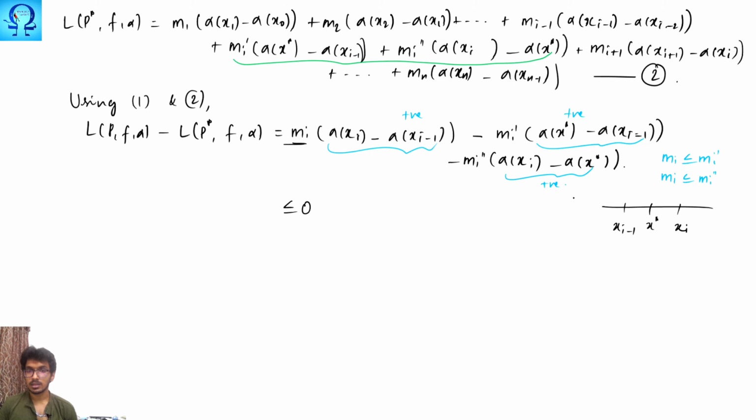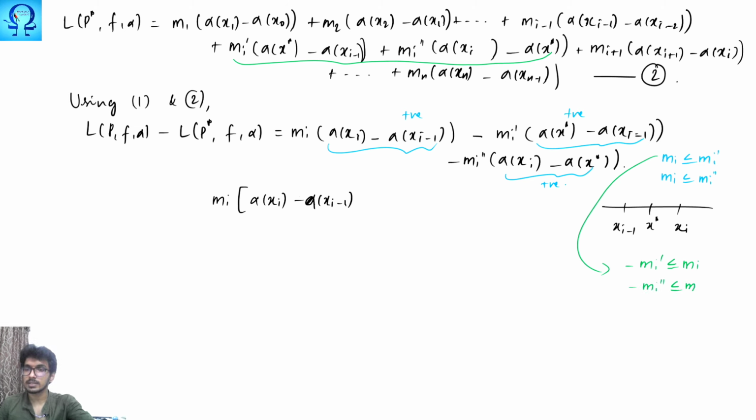And here you may see that, if you want, let me do things in a better way. Let us have this quantity mi times of alpha xi minus alpha times of xi minus 1. Let me have this as it is. This mi is smaller than, so when I have to negate it, this from this, let me do it in another color. This changes to what? Minus mi prime less than or equals mi. So this is what I need. And similarly minus mi double prime less than or equals mi.